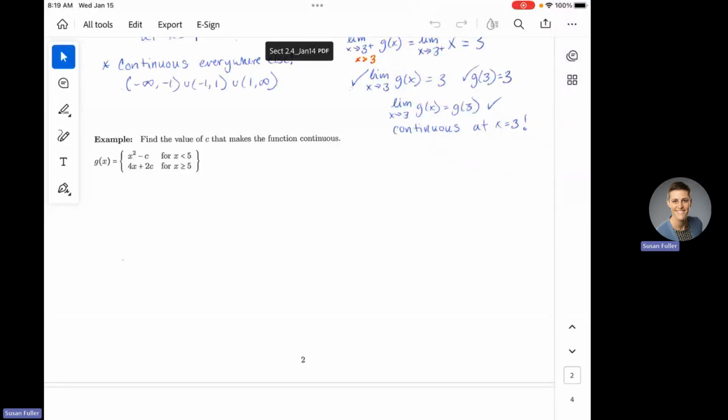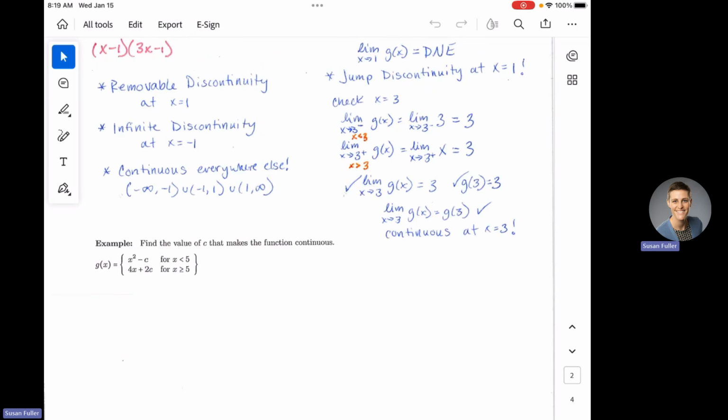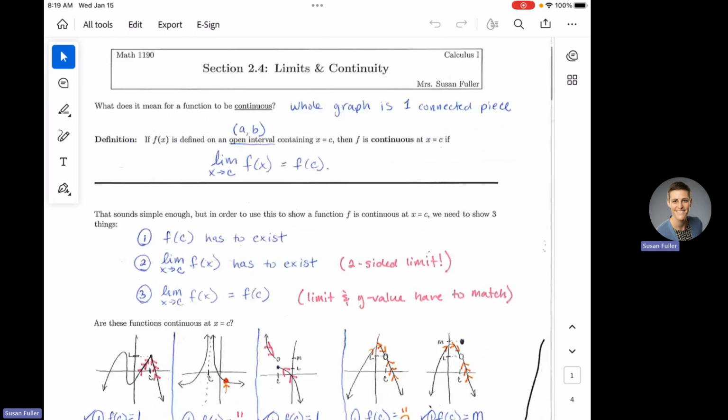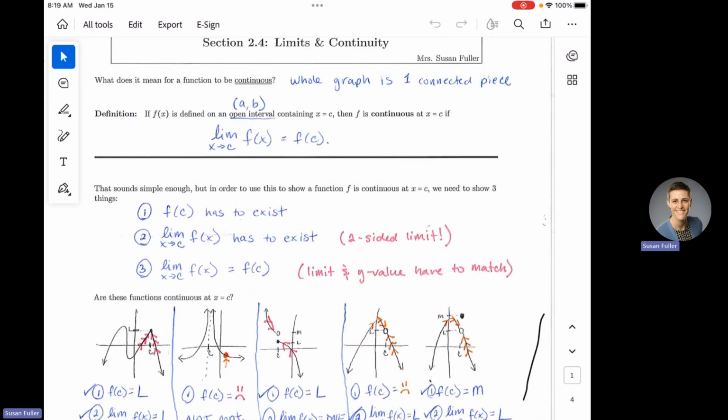Hello, everyone. I wanted to make a quick video to help you with a couple of things that we didn't get to in section 2.4. Just to refresh your memory, 2.4 is all about continuity. Now, this is separate from limits, right? It's not exactly the same as limits, but we do need limits to figure out if a graph is continuous at a certain point. So we need limits to find continuity, but limits and continuity are two separate ideas.